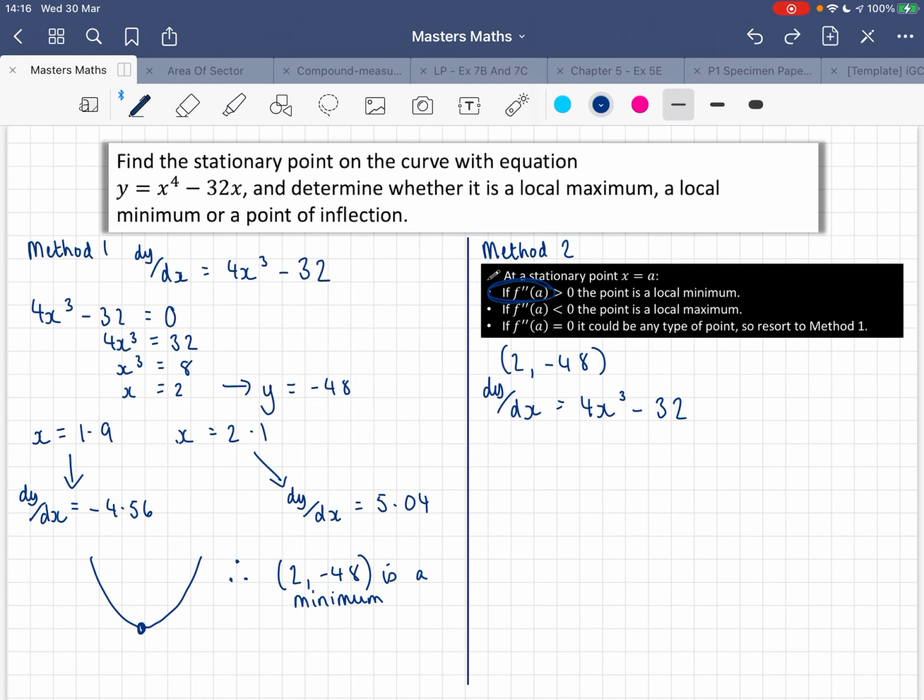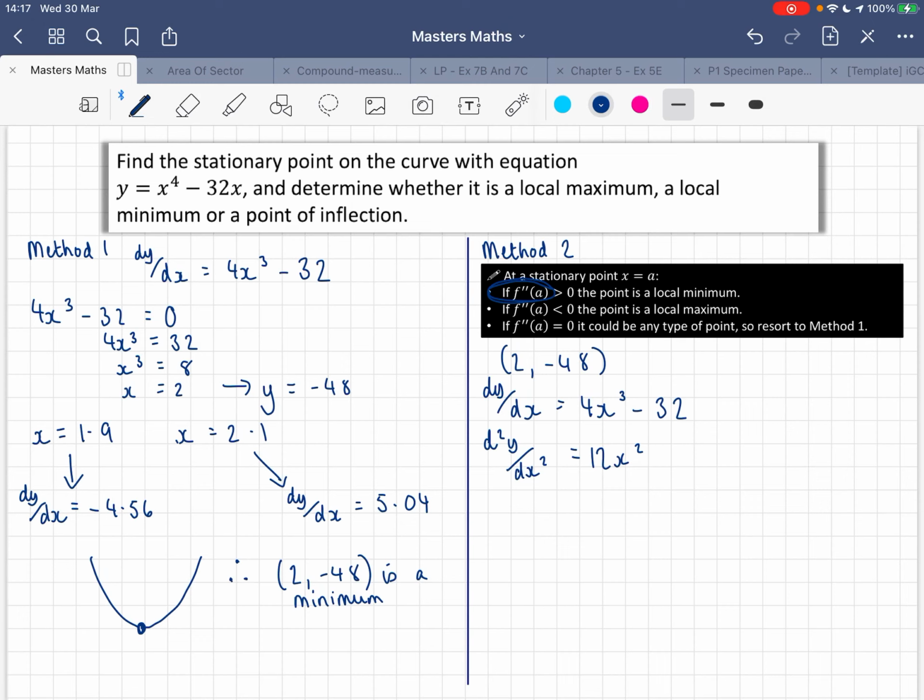Now, you've seen the notation for the function. It's just a double dash. For dy by dx, it's d squared y over dx squared. We used to have a strange way of saying that, I think d2y dx2, I can't remember how we used to say it. But that's how you write it down. So what we're doing is differentiating the function that has already been differentiated. So that becomes 12x squared and the 32 disappears.